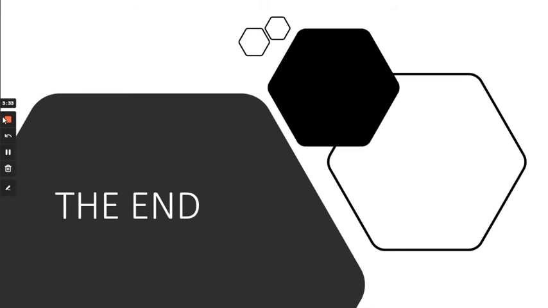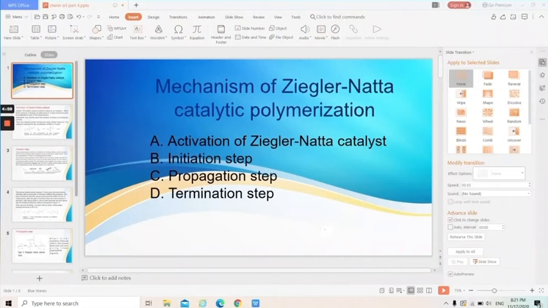I'm going to continue with the mechanism of Ziegler-Natta catalytic polymerization. As you can see, there are four steps here. The first step is the activation of the Ziegler-Natta catalyst. The second step is the initiation step, while the third step is the propagation step, and the last step is the termination step.